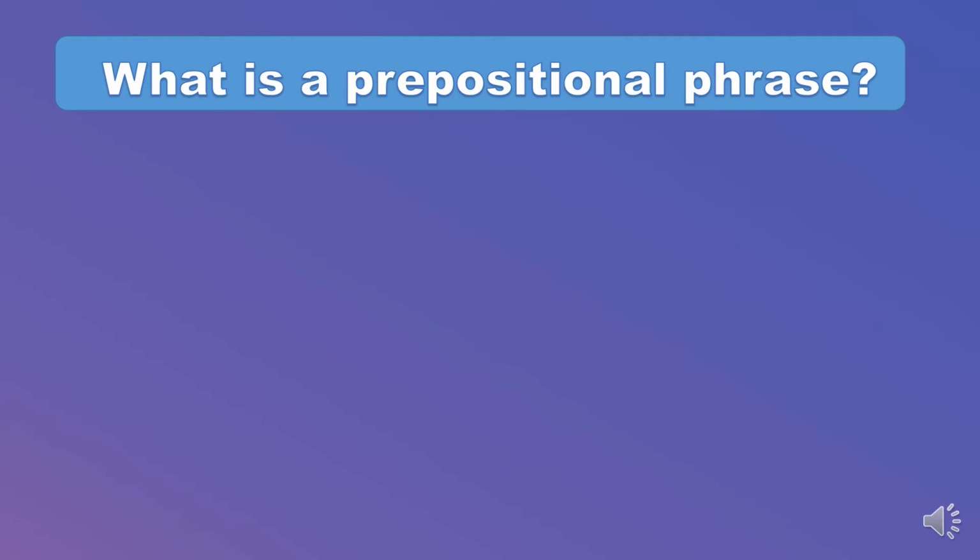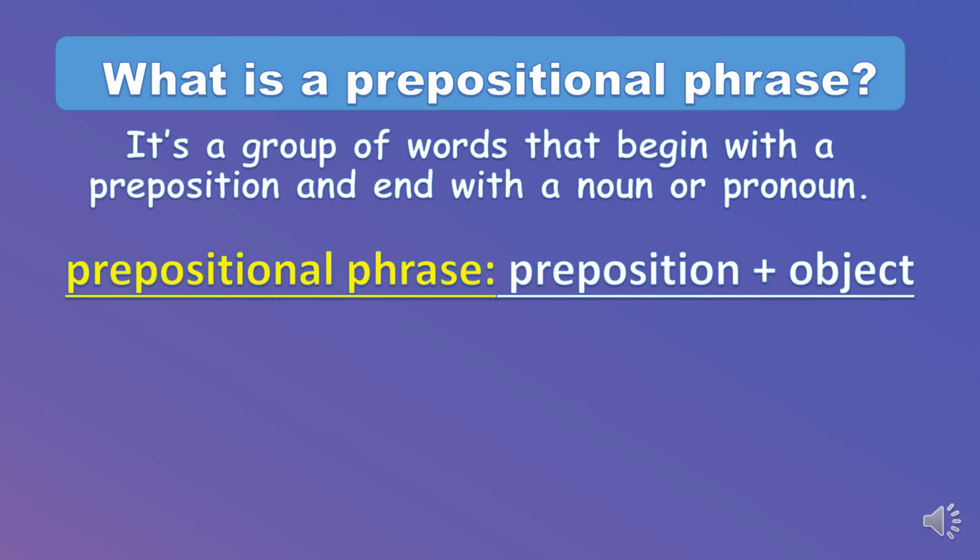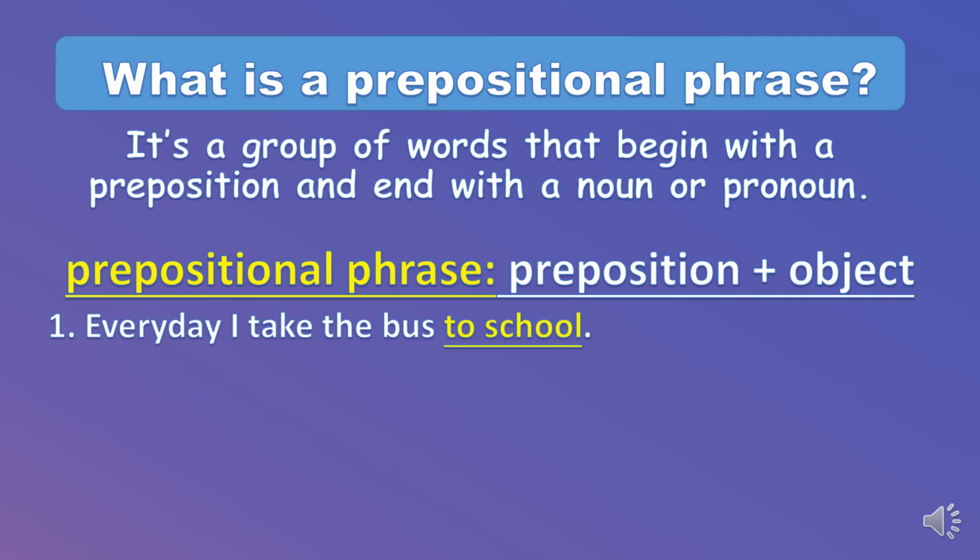What is a prepositional phrase? A prepositional phrase is a group of words that begin with a preposition and end with a noun or pronoun. So in short, a prepositional phrase is the preposition plus the object. For example, every day I take the bus to school. To is the preposition, school is the object. To school is the prepositional phrase.